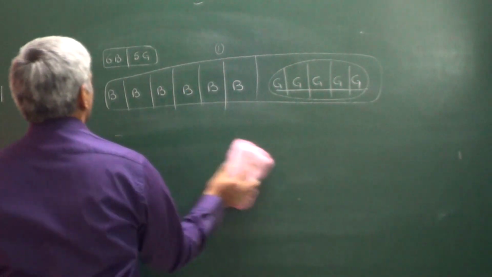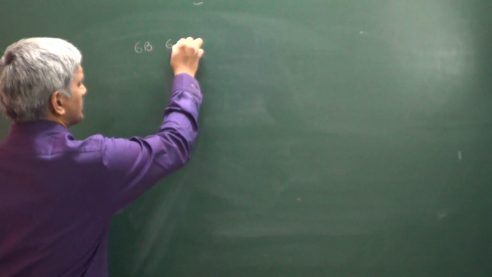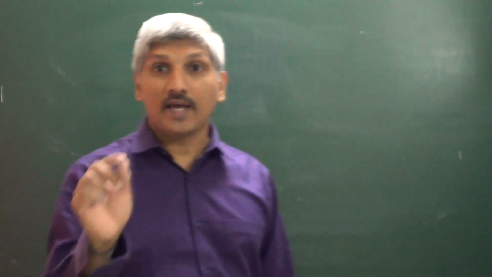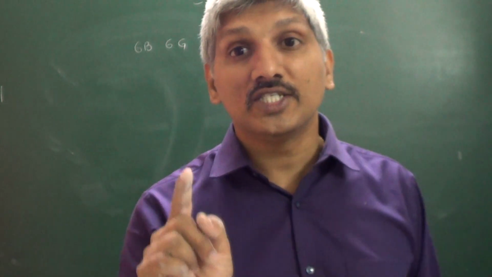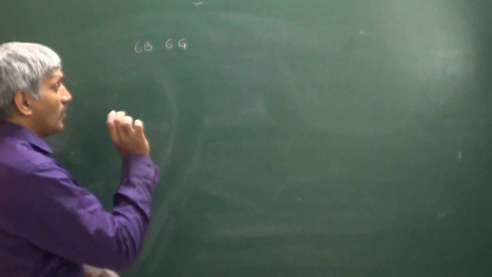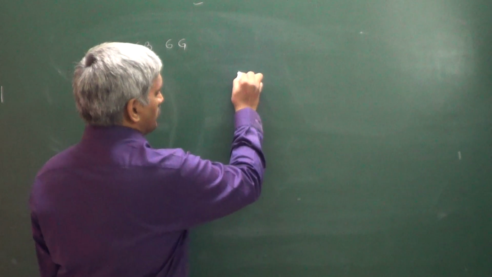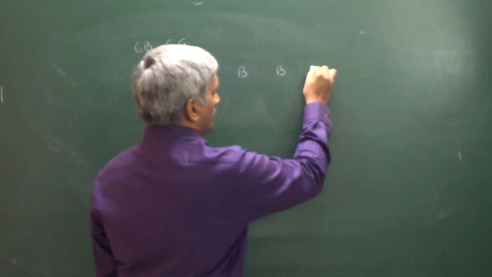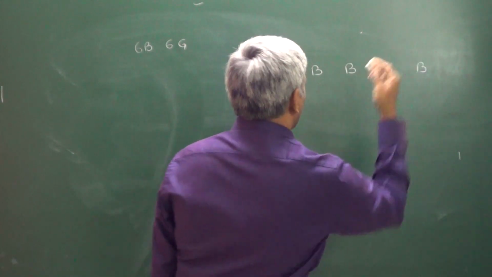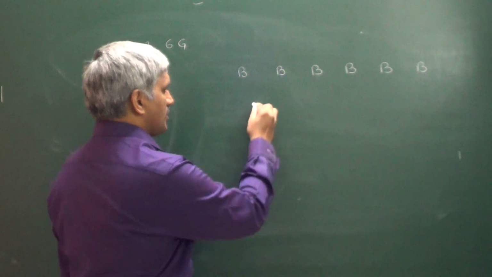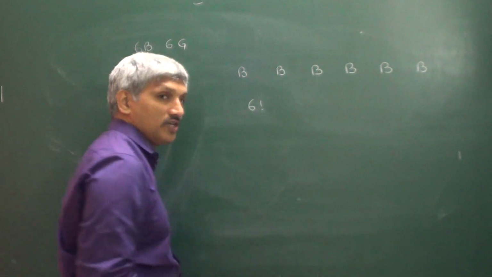The same question can be asked like this: we have 6 boys and 6 girls. Number of different ways so that boys and girls sit alternately. Then generally what will you do? Arrange the boys. Total how many boys? 6 boys. These 6 boys can be arranged in 6 places in 6 factorial ways.